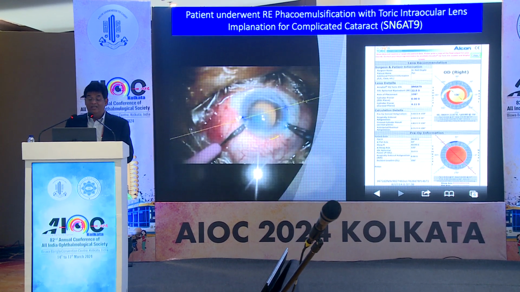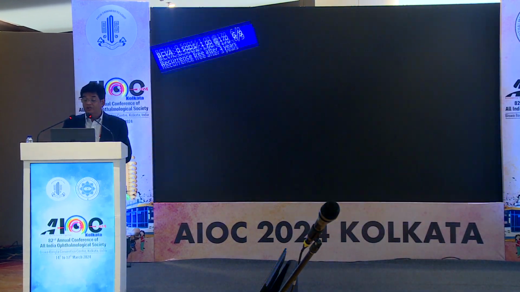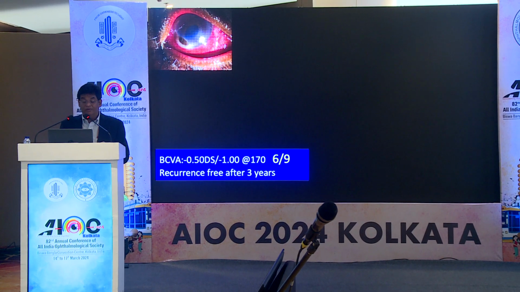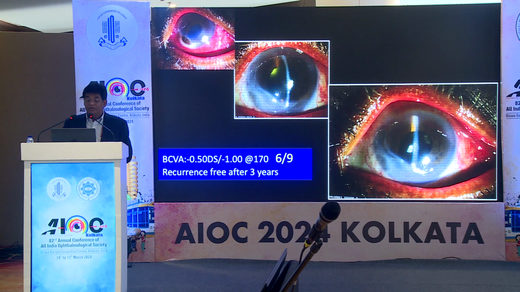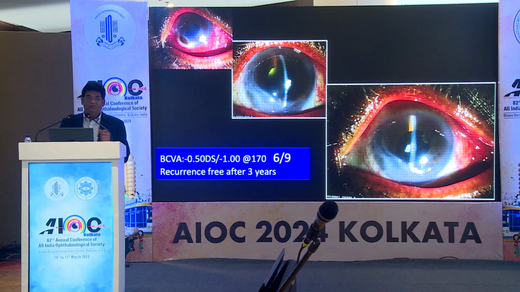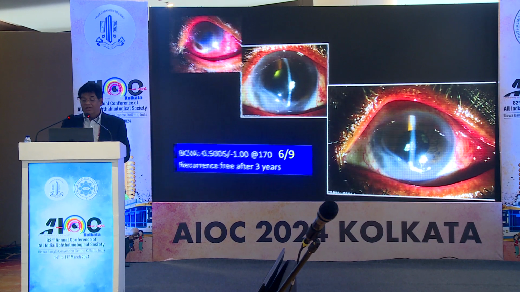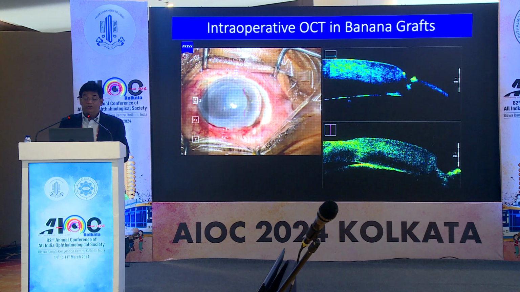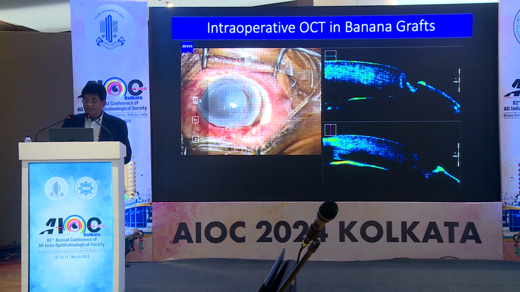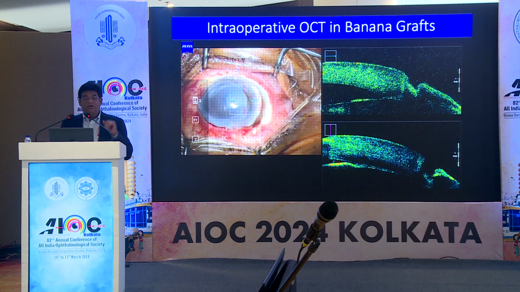I'll not go into that. At the end of the procedure, the patient gained a vision of 6/9 and was recurrence-free after 3 years. So this is the final picture of the patient. Some of these patients can really have a good outcome, but when we apply sutures, sometimes these are such extensive pathologies that they can induce so much astigmatism that it becomes very difficult to visually rehabilitate the patient. In some of these patients, we can use intraoperative OCT.